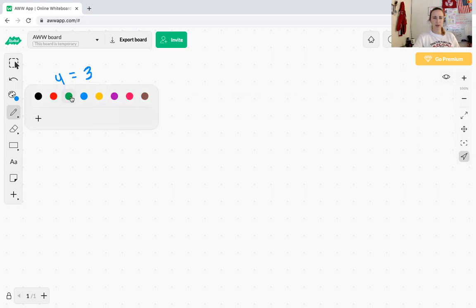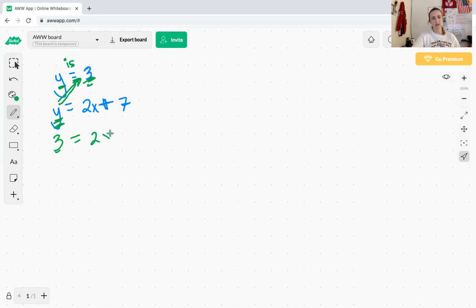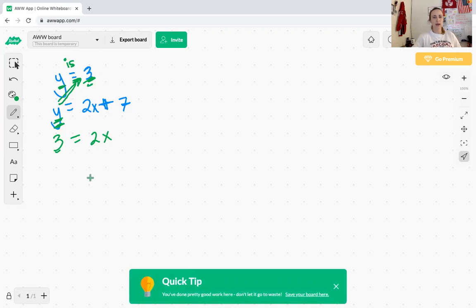So if you remember, if we know y is 3, that means we can replace this y down here with 3. So it's just going back to replacing. Down here, I'm going to replace this y now with the value of 3. So 3 equals 2x plus 7. And now it becomes an equation.